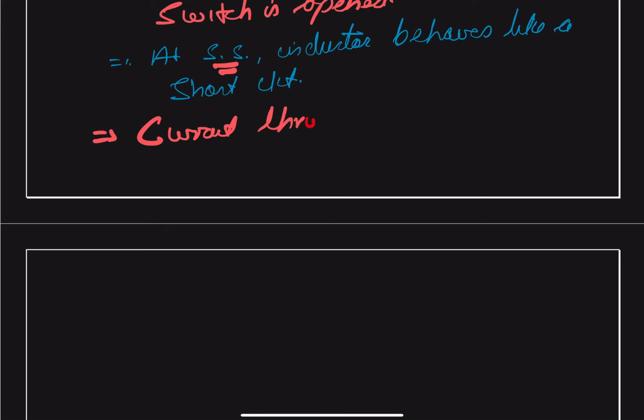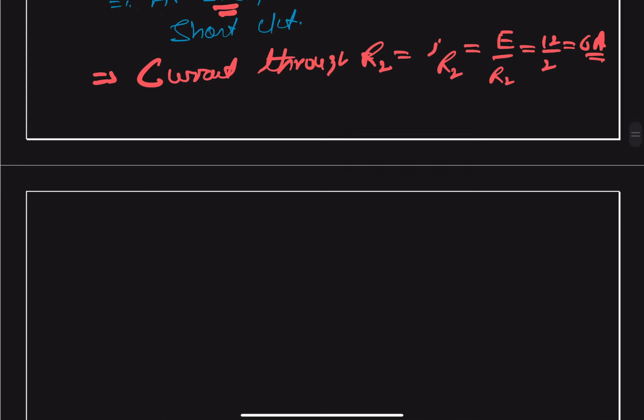The current through R2, IR2, will be equal to EMF divided by R2. This comes as 12 by 2, coming as 6 amperes. And similarly, we can find out the current through R1. IR1 is equal to E upon R1. Once again, this will also come as 6 amperes.